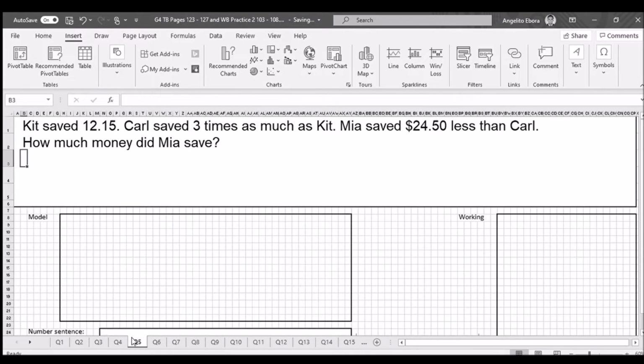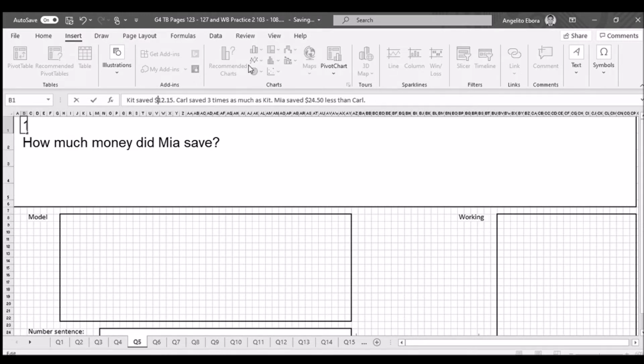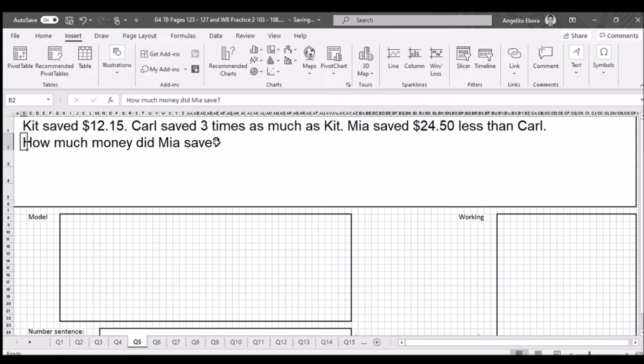Now question number 5. Kit saved $12.15. Should be with dollar sign. Carl saved 3 times as much as Kit. Mia saved $24 less than Carl. How much money did Mia save? Okay, we are comparing 3 people here. Kit, Carl, and Mia. Okay?